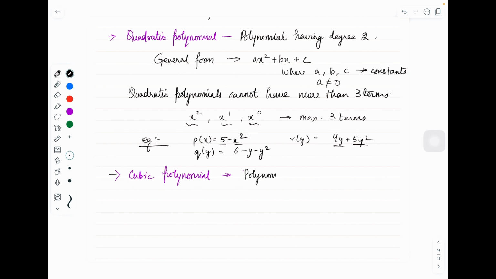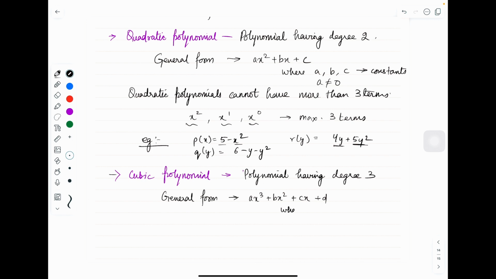Cubic polynomial means what? A polynomial having degree 3, since cube means degree 3. What is the general form? The general form is ax cube plus bx square plus cx plus d. See, the ax cube term is there, then the x square term will come, then the cx term, then the x to the power 0 term. Okay, this is a general form. And here a, b, c, d are what? Constants, and a cannot be equal to 0.